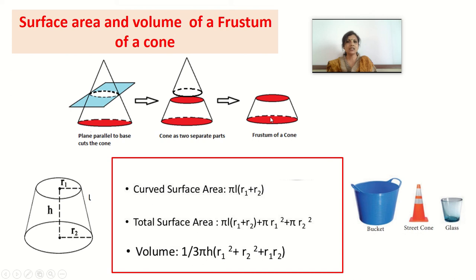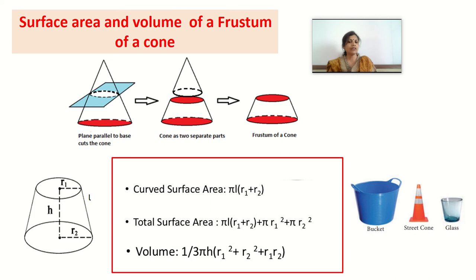We can see so many objects in our day-to-day life which are in the shape of frustum. A bucket is a frustum. Then a glass is also a frustum. Then the cone which is placed on the road, we call that a street cone. That is also in the shape of a frustum.